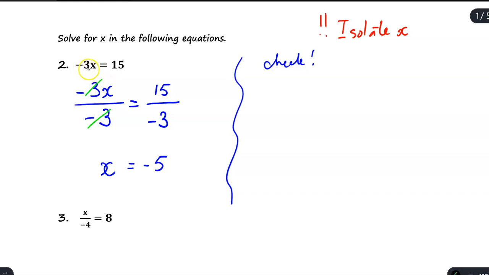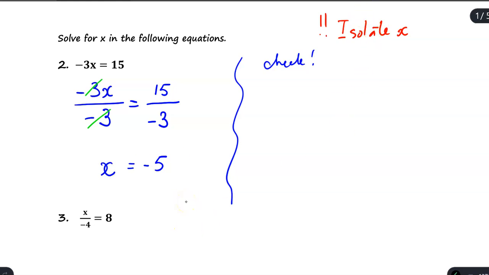So multiply by negative 3, then we must divide by negative 3 to get x into just 1x. Right? So negative 3 divided by negative 3 is 1. And we don't have to write 1x, we just write x. It's understanding that x by itself is 1 times x. So in this case, you already isolated x.